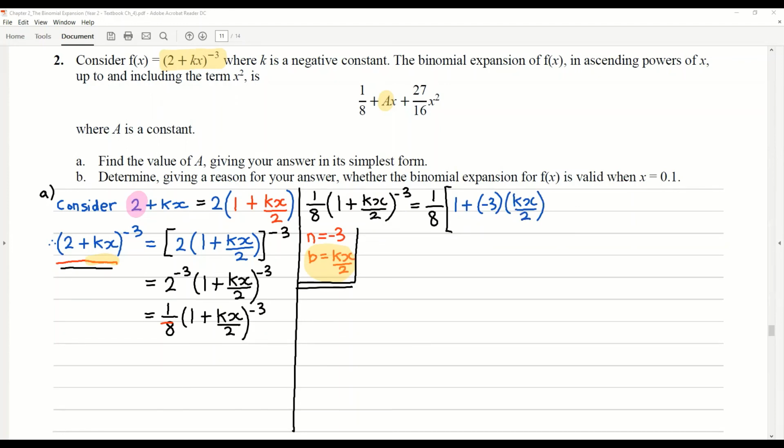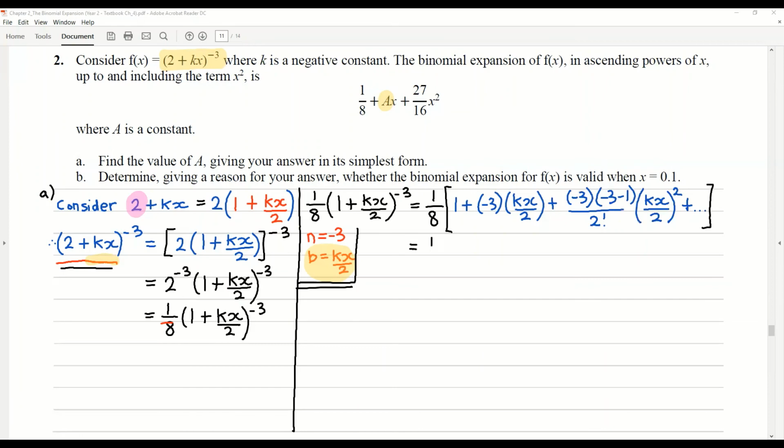Okay. Then we're going to add the next term, so it's going to be -3 or n multiplied by n subtract 1 over 2 factorial, and we multiply this by kx over 2 all squared. Okay, and then there would be other terms, but we're not interested in those in this instance, but I'll just acknowledge that they're there. Right, tidying up time.